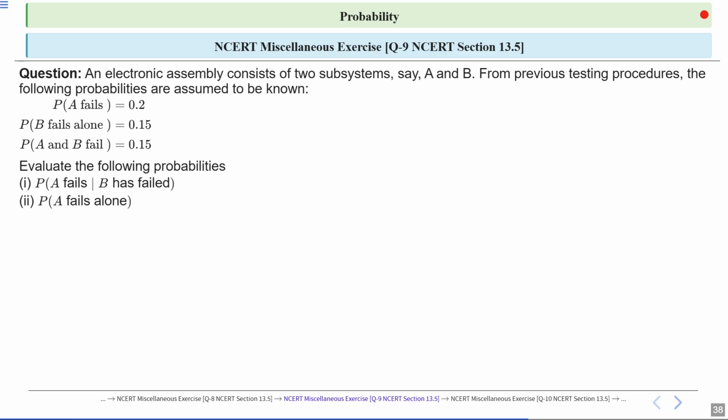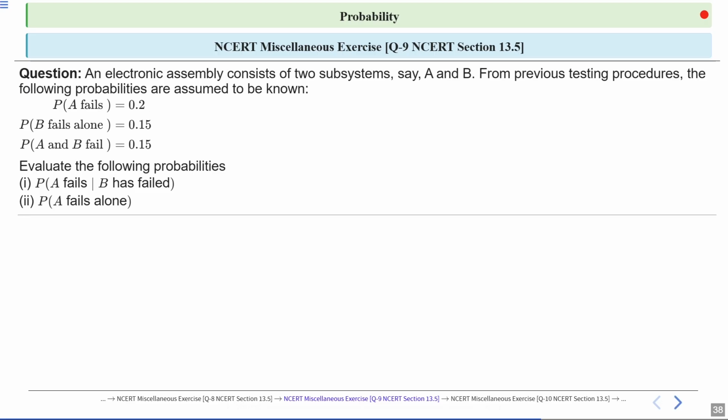Now let's look at this question. We have an electronic assembly consisting of two subsystems, say A and B. From previous testing procedures, the following probabilities are assumed to be known. Probability of A fails equals 0.2, probability of B fails alone equals 0.15, and probability of A and B fail equals 0.15. Now evaluate the following probabilities. First, the probability of A fails given that B has failed, and second, the probability of A fails alone. First of all, try it yourself and then see the solution.